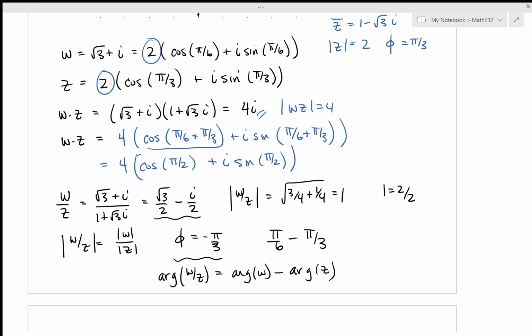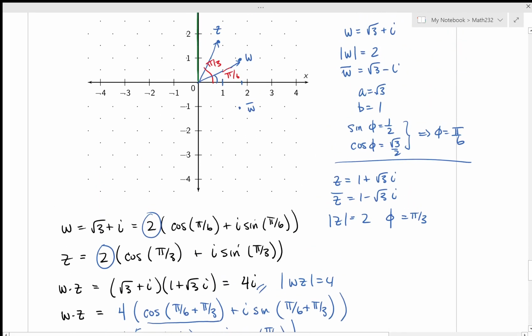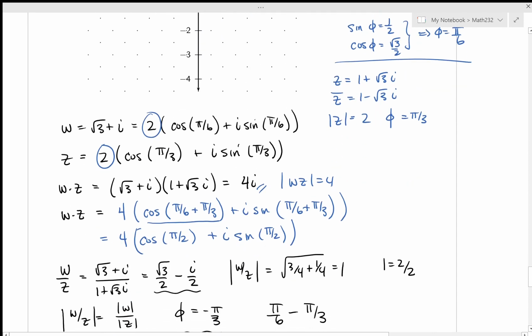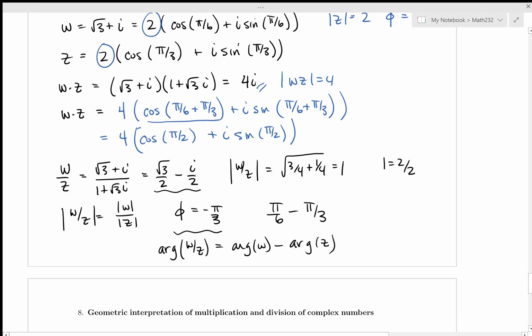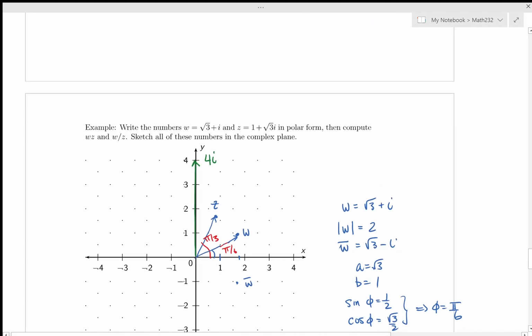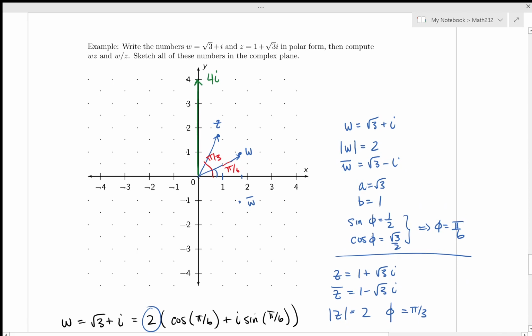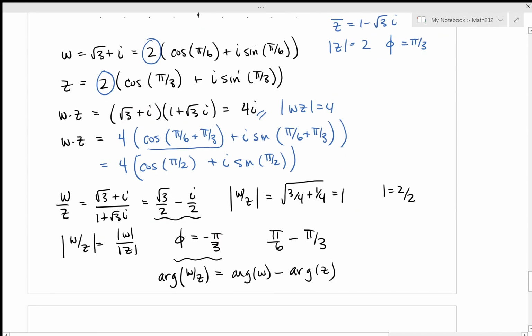This is generally true. Let us take a look at where w divided by z is. We know that it is 1 at an angle of minus pi by 3. So it's here. This distance is 1 at an angle of minus pi by 3. Sorry, did I say pi by 3? Is that right? Hang on, something appears to be wrong. It's not minus pi by 3. It is pi by 6.